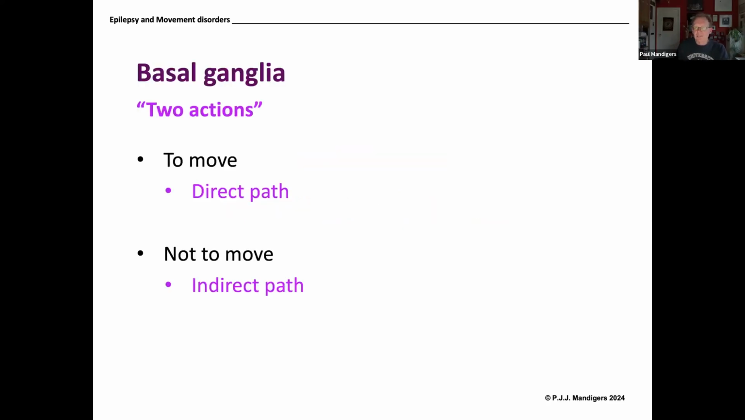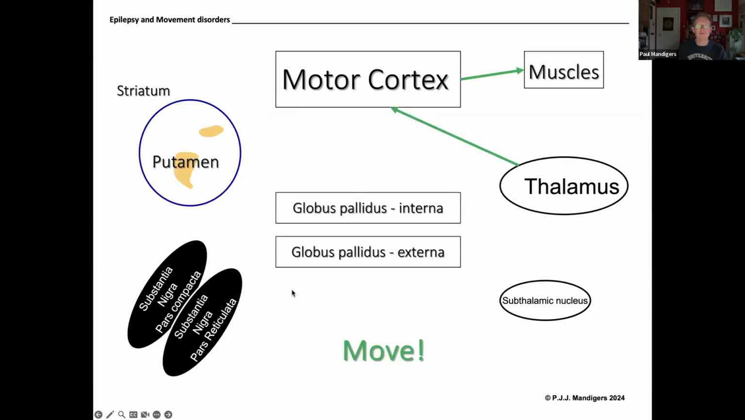Now, I already said it, if there is a movement disorder in the extrapyramidal system, then the dysfunction is based here in these basal ganglia and the thalamus. And there are two actions if we are talking about the premotor cortex system. The first action is that you would like to move, and the other action is that you don't want to move. To move is the direct path, and not to move is the indirect path.